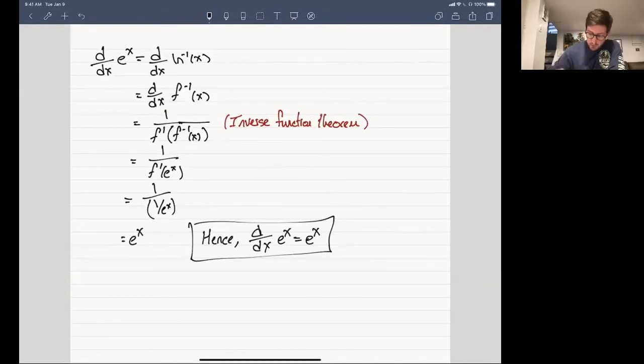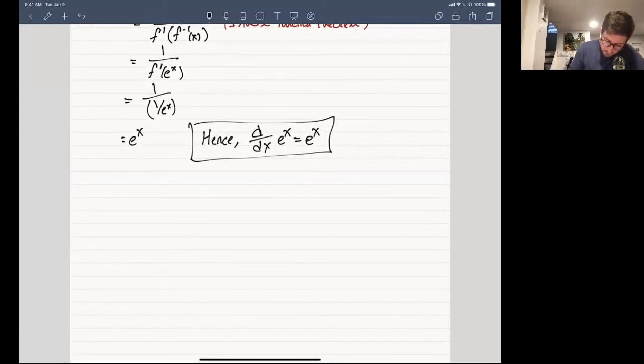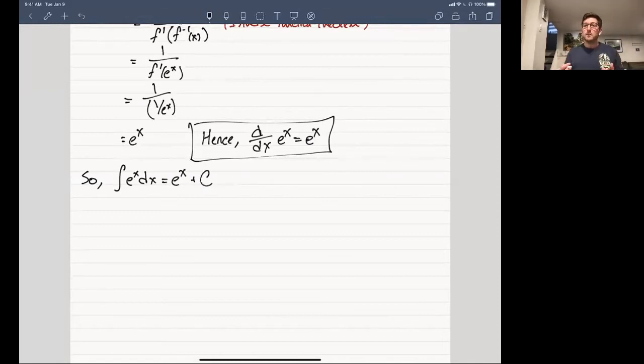And we can actually use this to go backwards. We can find the antiderivative. And so this tells us that the antiderivative of e to the x dx is equal to e to the x plus c. Remember, these antiderivative computations, we always have the plus c on the end because it represents all possible antiderivatives.